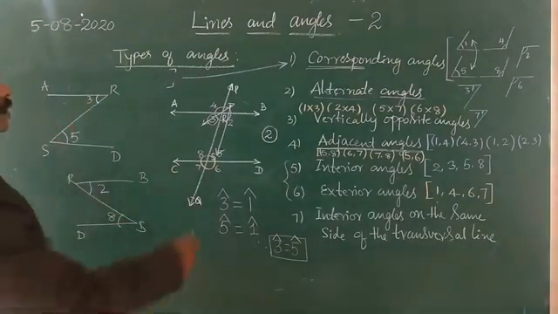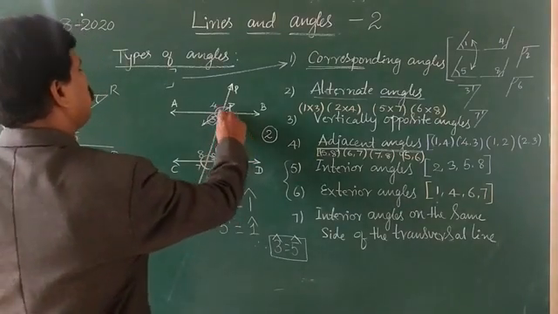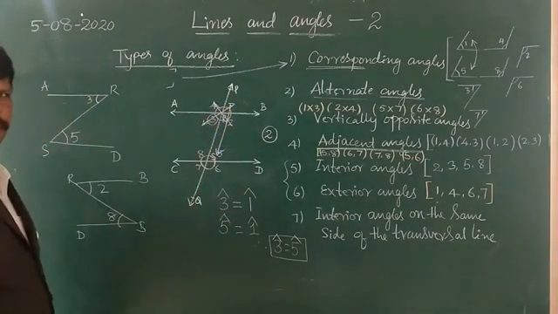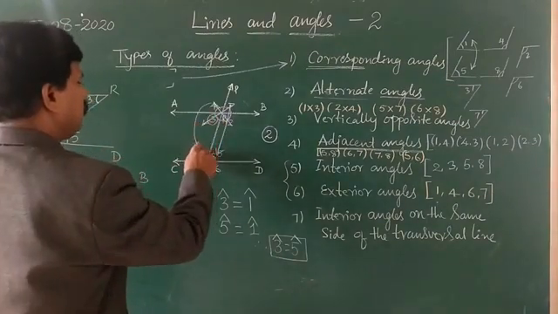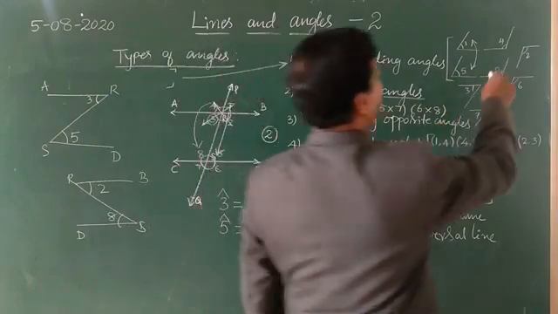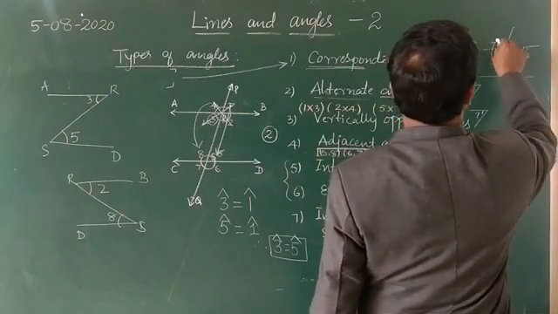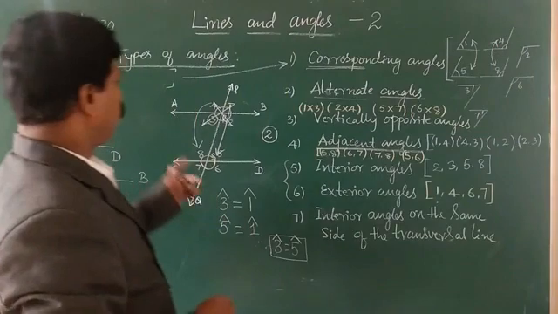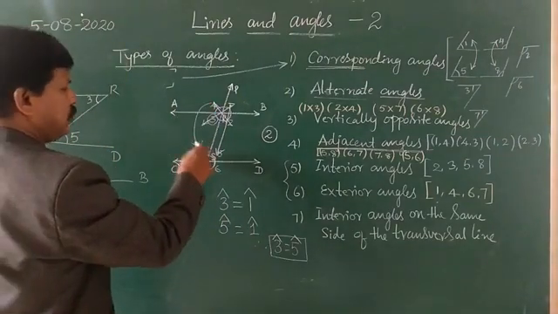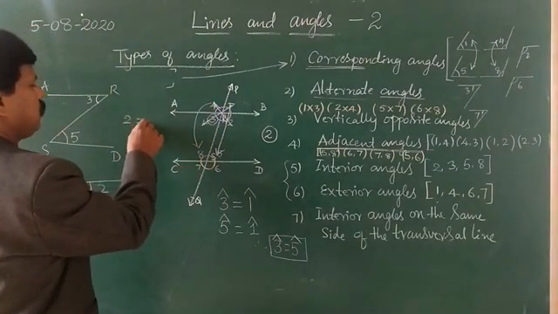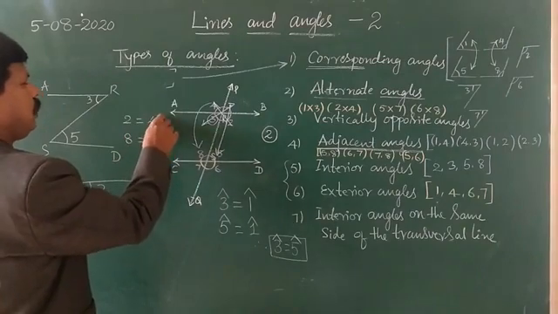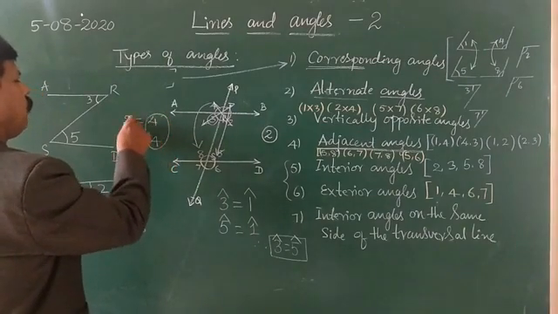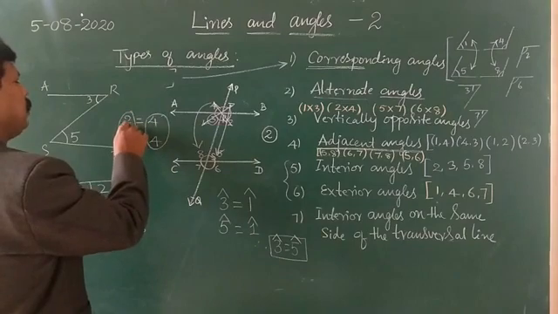Similarly, look at this. Angle 2 is equal to angle 4. Angle 4 is equal to angle 8. Therefore, these two angles, 2 is equal to 4 and 8 is equal to 4. Here is the common angle. Therefore, 2 and 8 are equal.